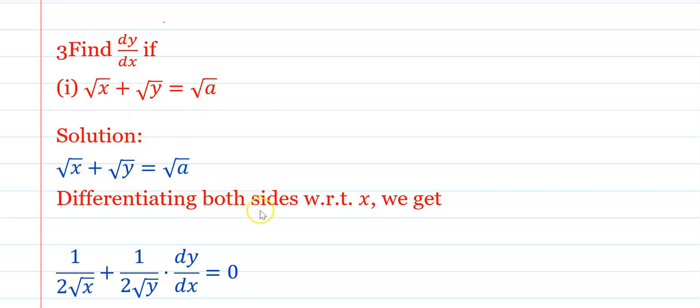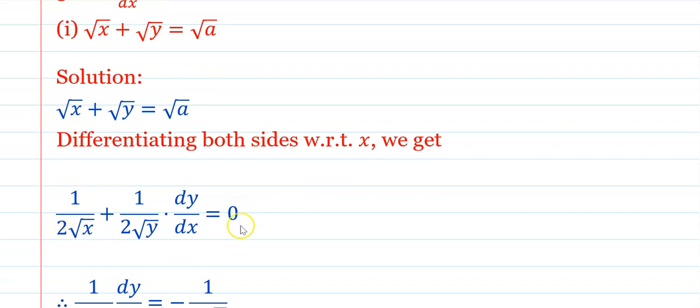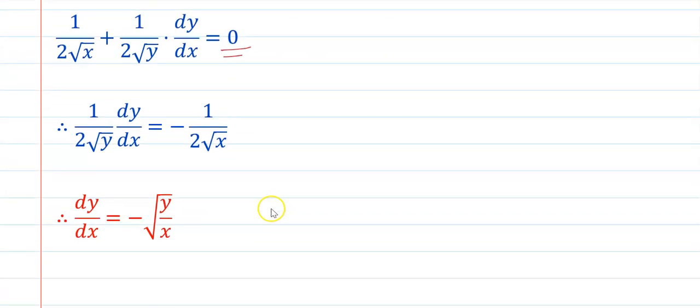Differentiate this with respect to x. What is the derivative of root x? It is 1 upon 2 times root x. And derivative of root of y is 1 upon 2 times root of y into dy by dx. Root of a is a constant quantity. Its derivative is 0.